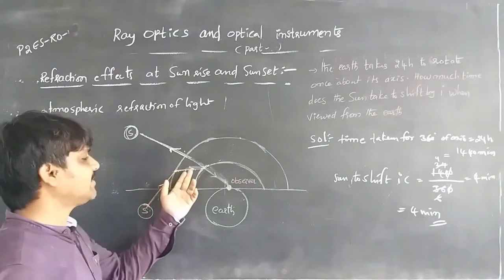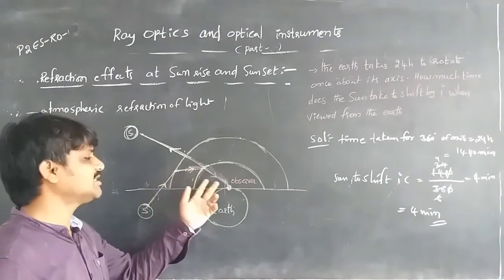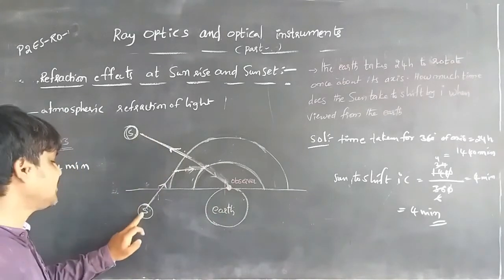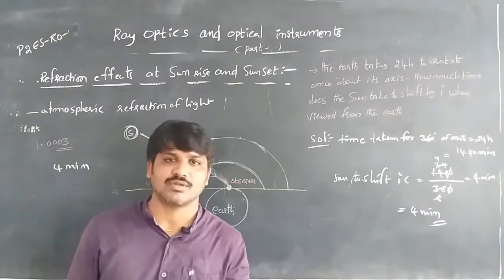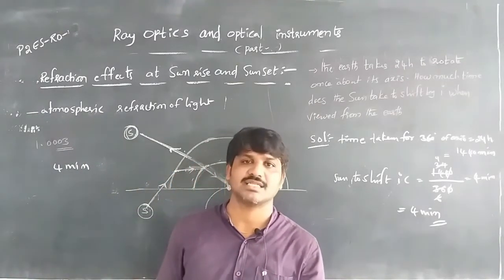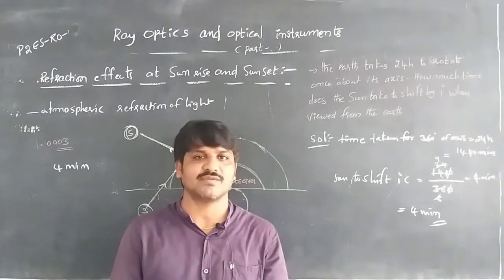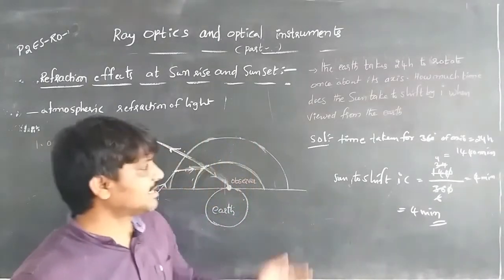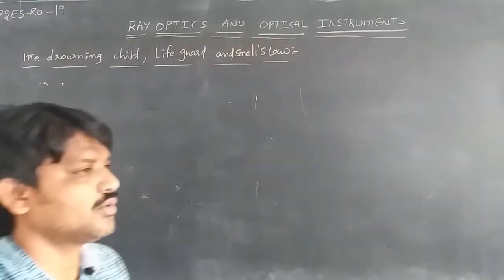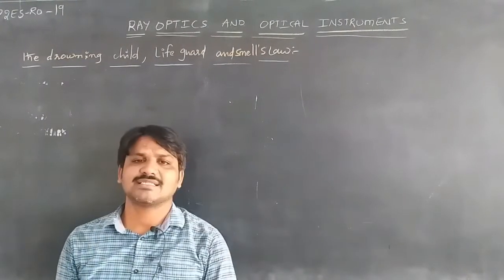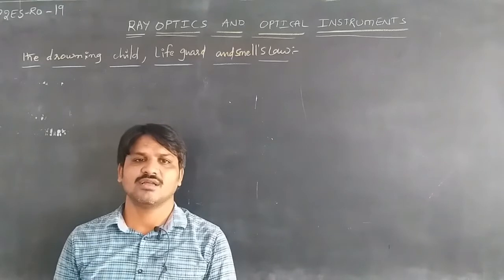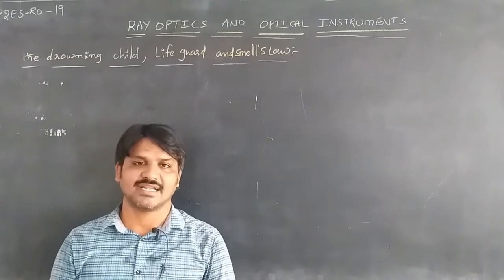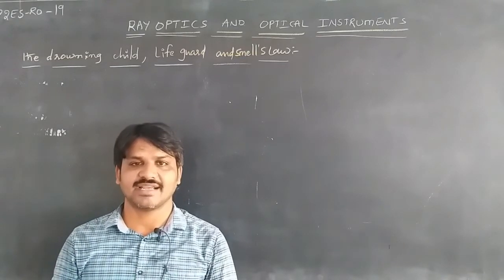So due to the refraction, the rays move towards the normal and reach the observer. The apparent position of the sun will be here, but the actual position of the sun will be here. That's why we can see the sun before sunrise and after sunset, and the time lag is 2 minutes each. So the total time difference is 4 minutes. Then here is the problem we can solve. After knowing about atmospheric refraction of light, the sun appears before sunrise and after sunset because of the refraction of light.